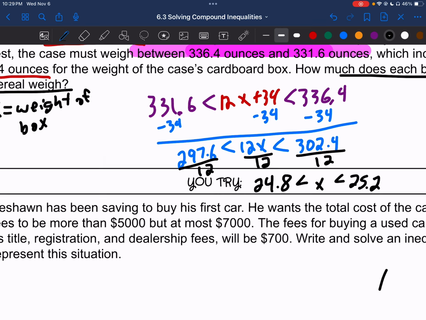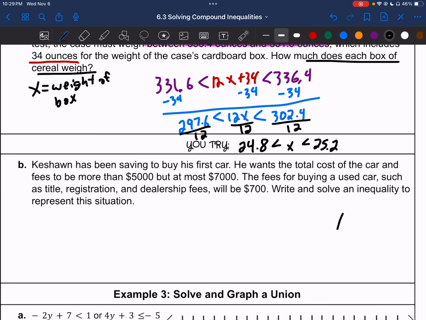All right, so why don't you guys try letter B on your own and then check your work against mine.